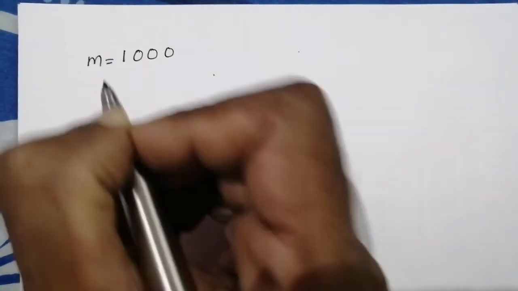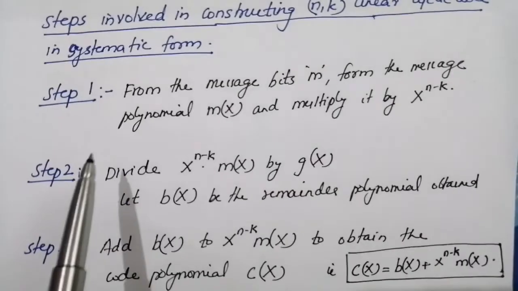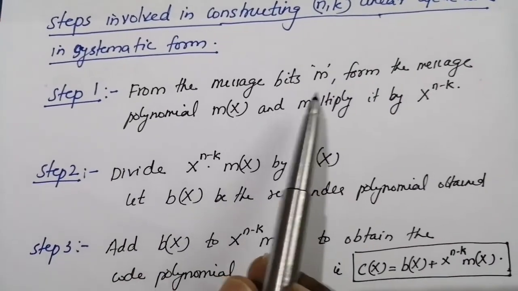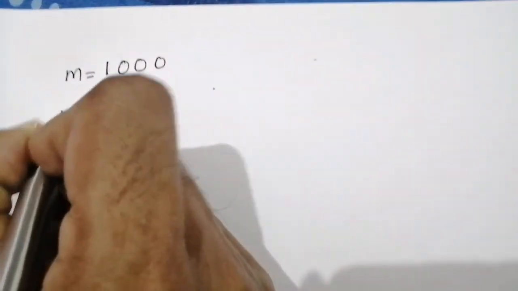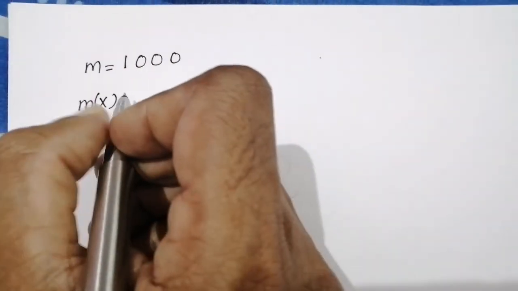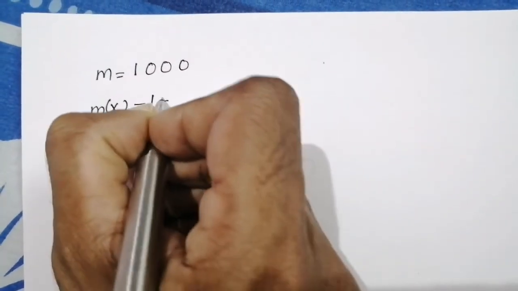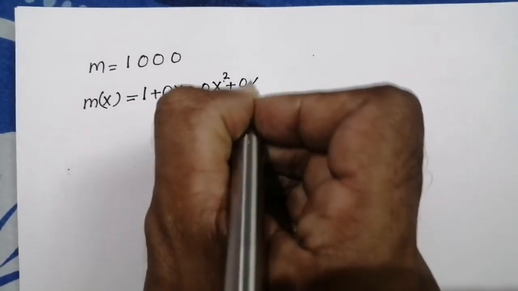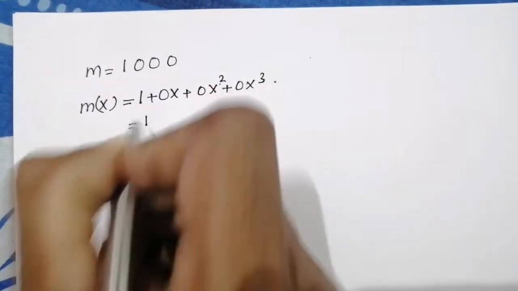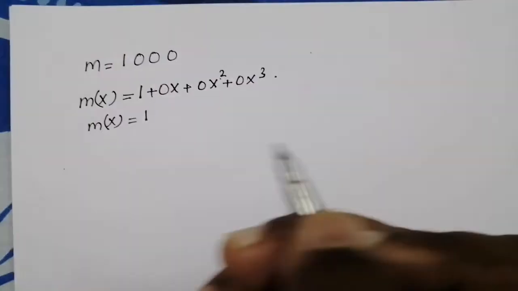We will consider one more example. Say m equal to 1 0 0 0. Now what is step 1? Step 1 is, from message bits m, form the message polynomial m of x and multiply it by x raised to n minus k. So we need to find the message polynomial. Message polynomial is 1 plus 0x plus 0x square plus 0x cube. So this is simply 1. This is m of x.